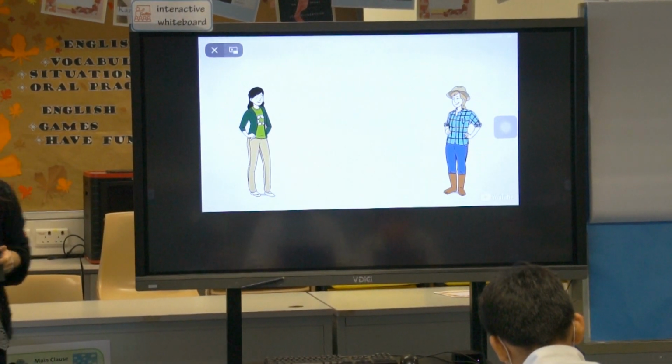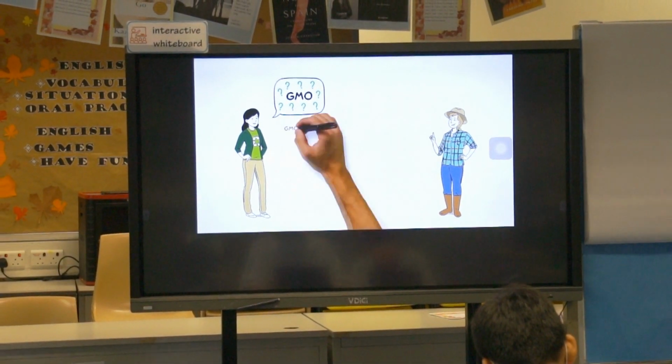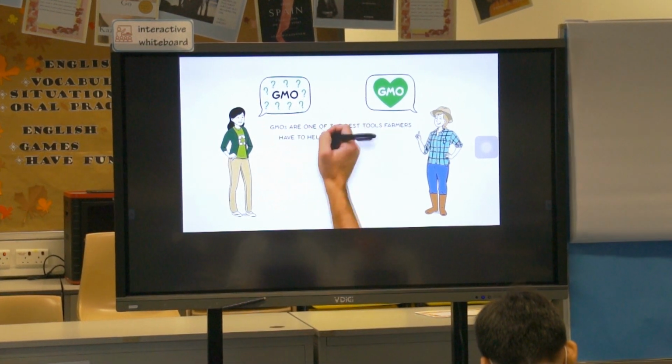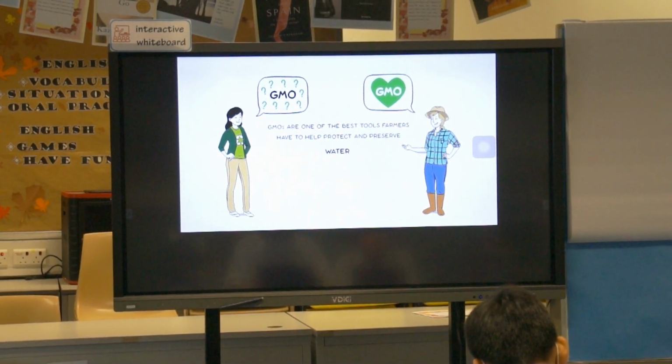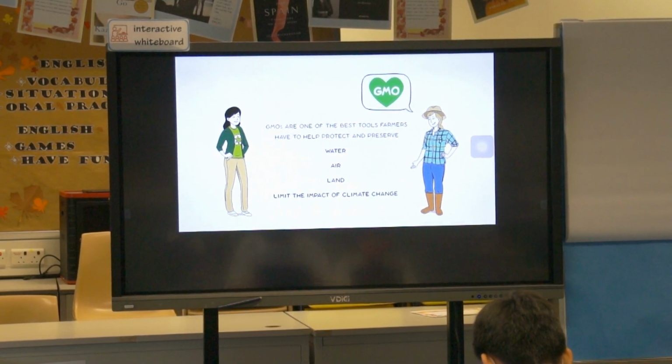Love the environment, so I don't think I like GMOs. Actually, GMOs are one of the best tools farmers have to help protect and preserve our water, air, land, and even limit the impact of climate change.